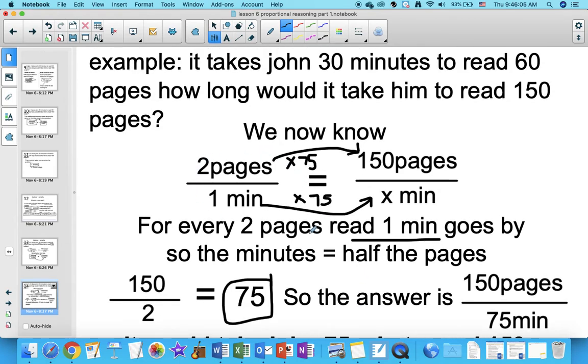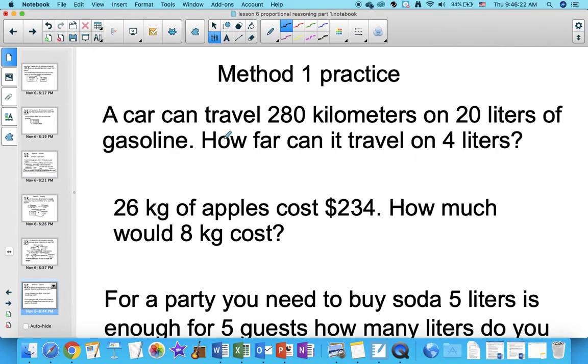So hopefully that made sense. You simplify the rate into its unit rate, usually. Then you look at the rate and see what you can do to turn the first number, or the simplified one, into the one you're looking for. So try these ones on your own.